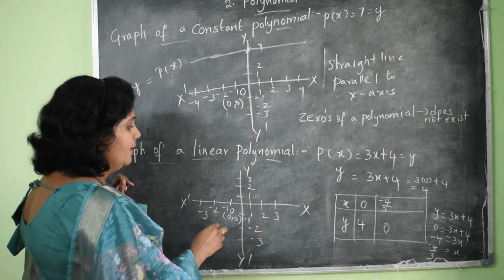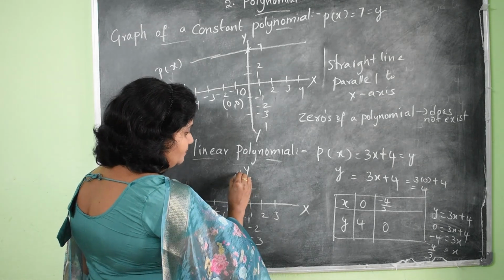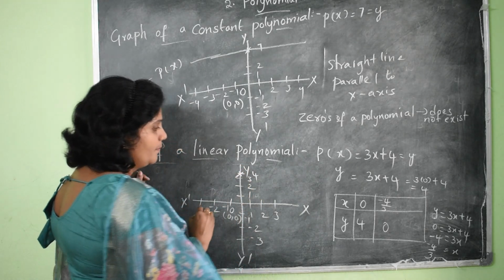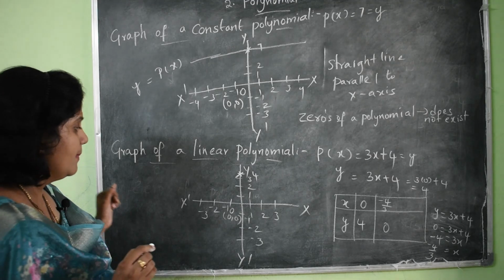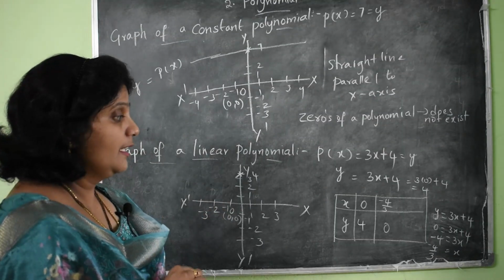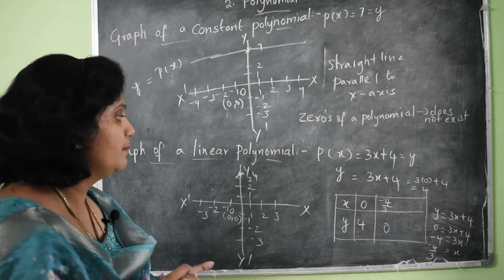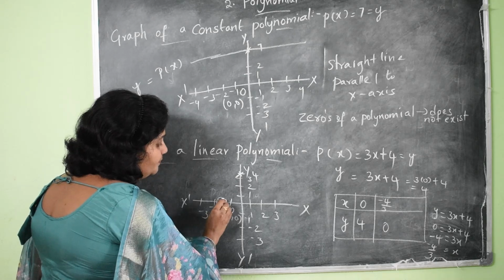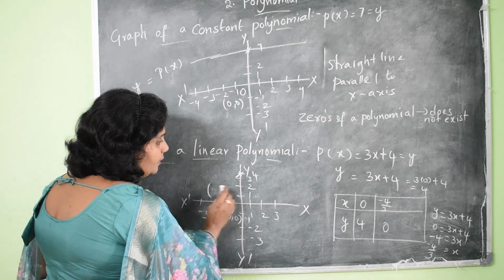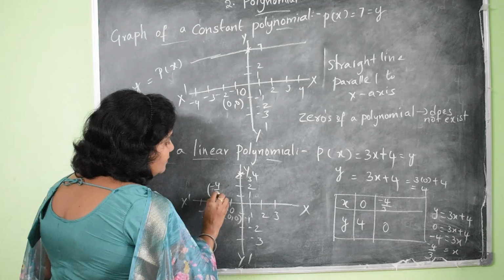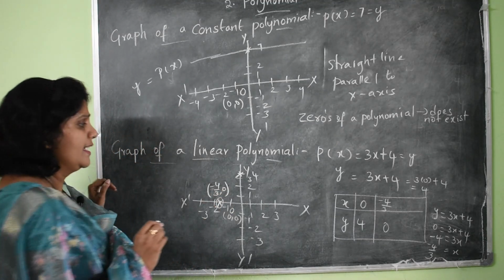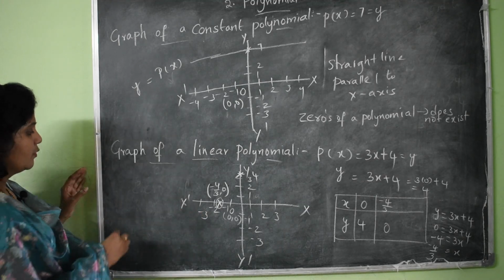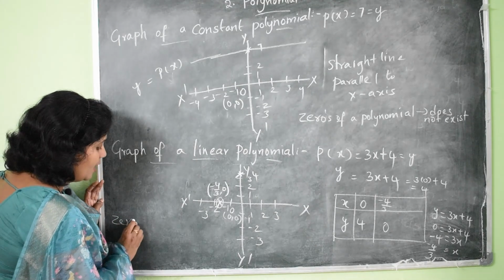So what is the point? 0, 4. So 0, 4 means it is a point. Next, 0, minus 4 by 3. What is the decimal representation of minus 4 by 3? Minus 1.333. So it will come around here. So what is the point here? The y value is 0 and the x value is minus 4 by 3. So then what is the zero of the polynomial here? Minus 4 by 3 is the zero of the polynomial.